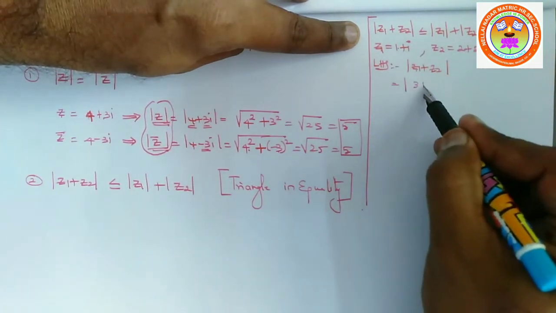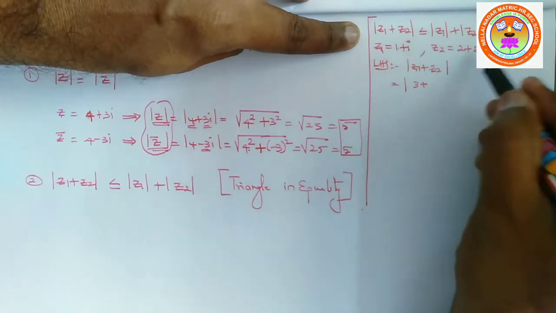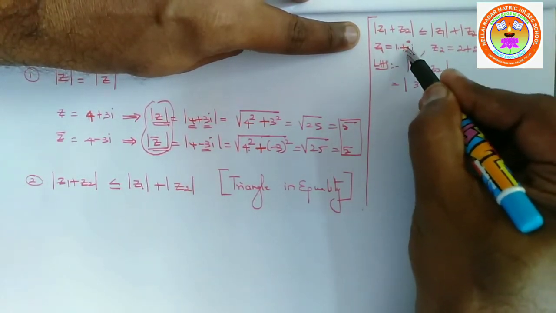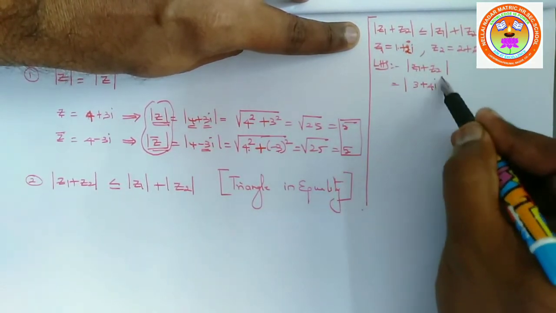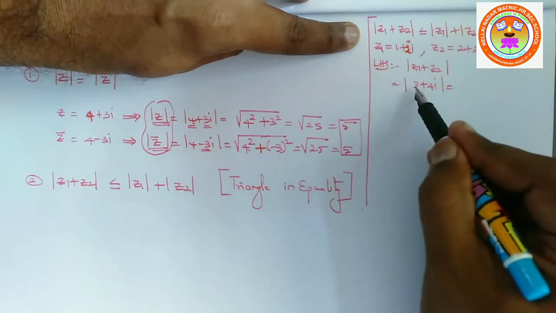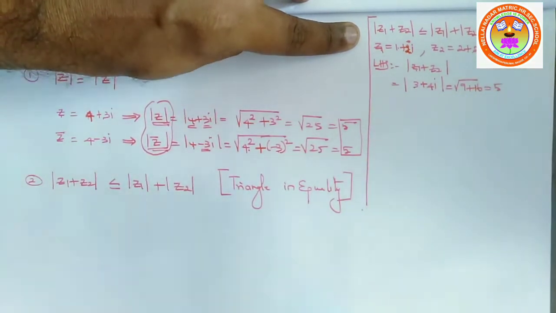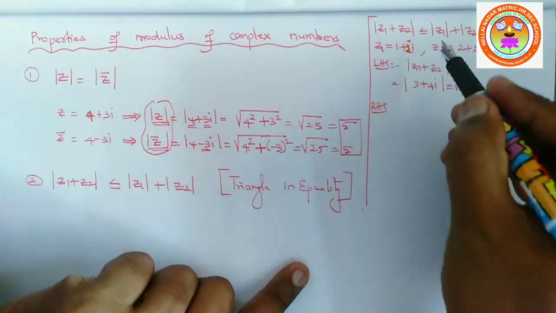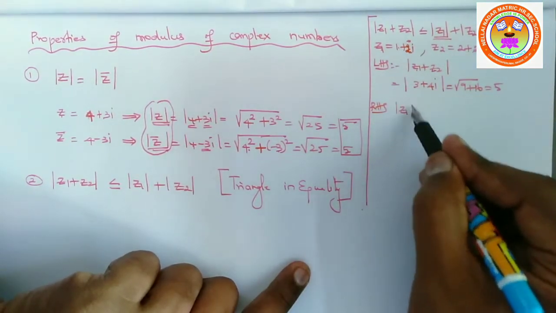Adding z1 and z2: 1 plus 2 is 3, and i plus 2i is 3i. Real square plus imaginary square, 9 plus 9, is 18.